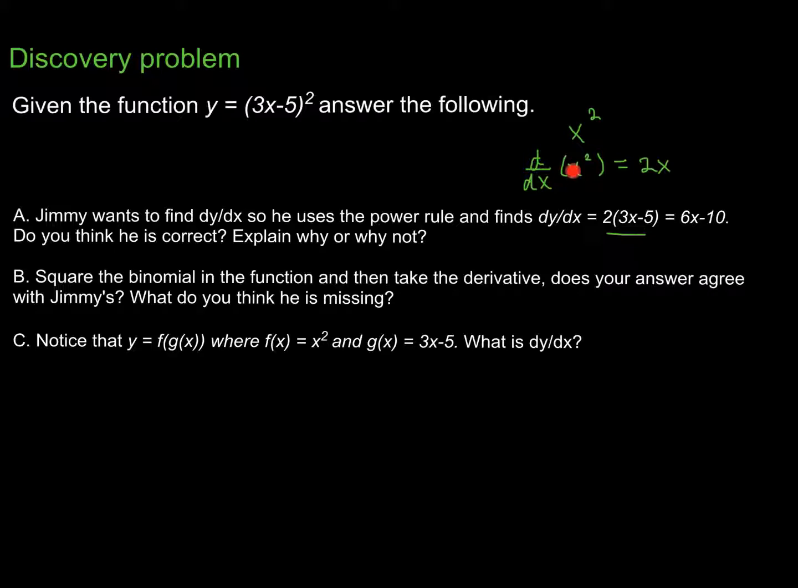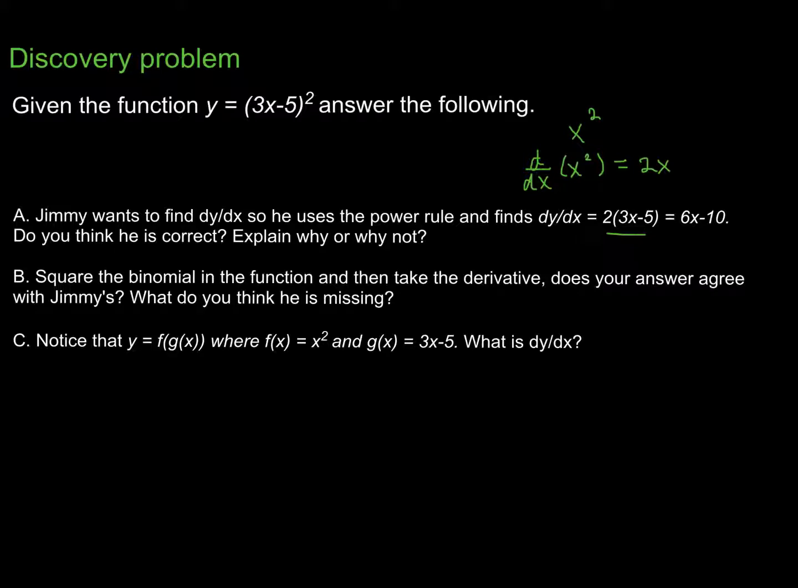Notice that here it's just x. Every time x increases by 1, this inner part is just increasing by 1, right? This x just goes up by 1. But here every time x goes up by 1, it's going to be multiplied by 3, subtracted by 5. There's a little more going on. So we might conclude that there's something missing. So then in part B, we're going to square the binomial out and take the derivative.